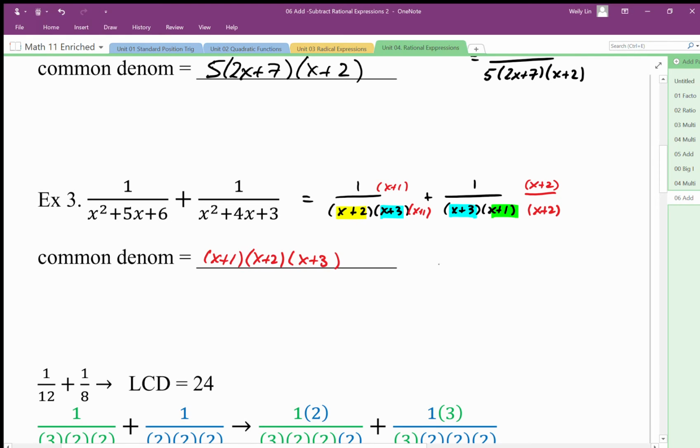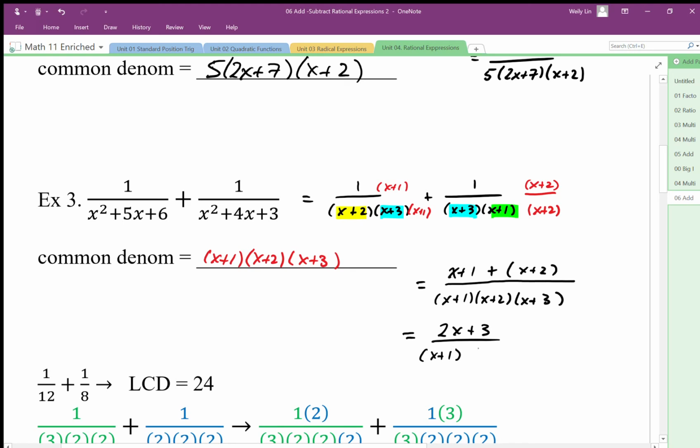So this expression now becomes x plus 1 plus 1 times x plus 2, and then we end up with our common denominator of x plus 1, x plus 2, x plus 3. Combine like terms. Reminder that this is not a factor up here because it's connected with a plus, so we have to combine those terms. So it's 2x plus 3 in the numerator, and in the denominator is our lowest common denominator.